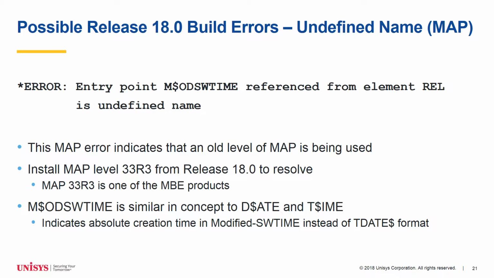$ODSWTime also indicates the date and time when the absolute was created, but the format of this new variable is modified SWTime. Some products have already added references to the $ODSWTime variable in Release 18. When you collect code that uses $ODSWTime, you must use map level 33R3 or higher. The variable is only created when you use map 33R3 or higher. The levels of map delivered with Release 16 or Release 17 do not recognize this variable or create a definition for it.